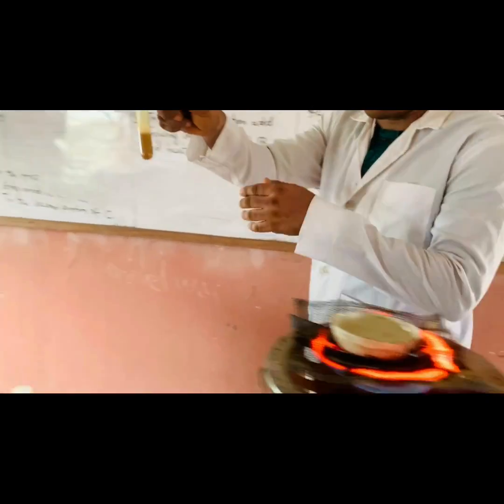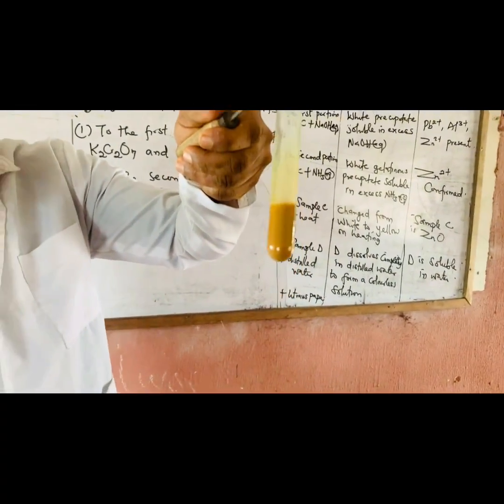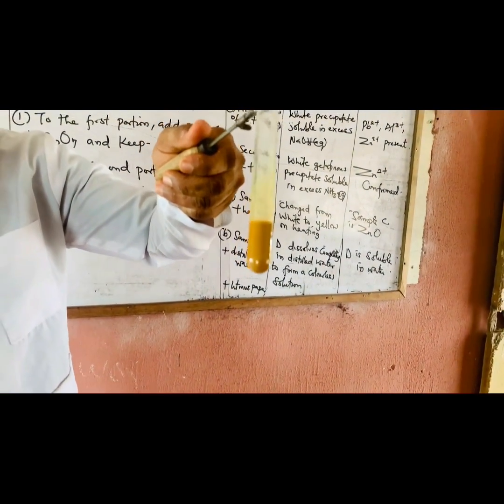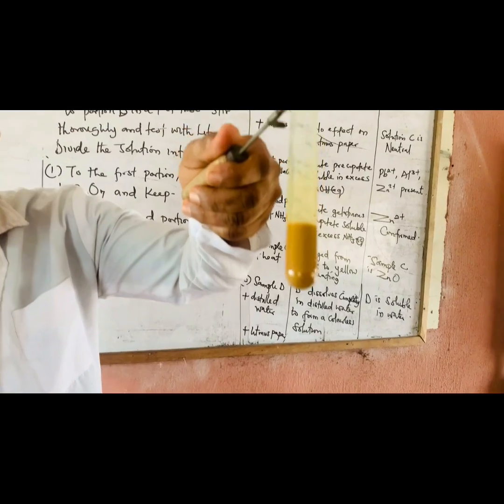So what's this color? Look at this. This is a brick red. On heating, it shows a positive test to Fehling's solution A and B. You can see this is a brick red.